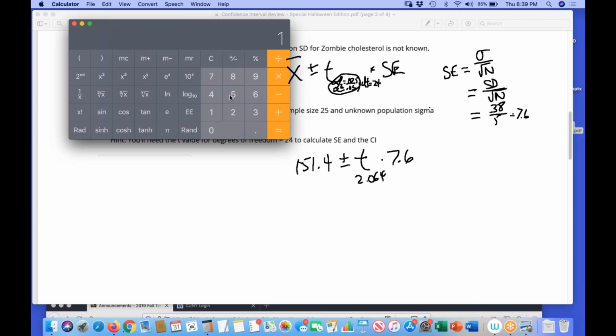I'm going to say 151.4 minus recall memory, which is 135.7. Then I'm going to go back, clear this out, take 151.4 and add my margin of error. And that's 167.1, I'll call it.